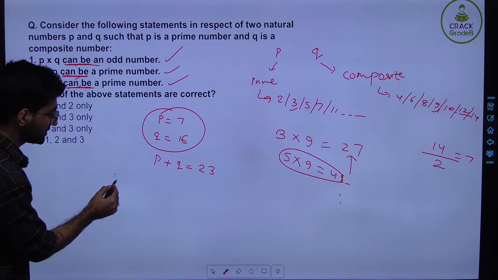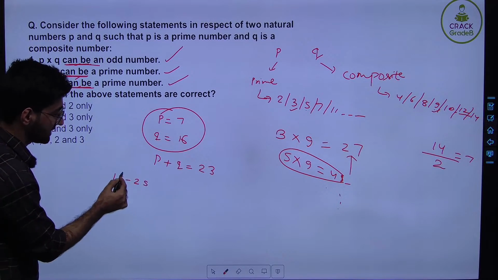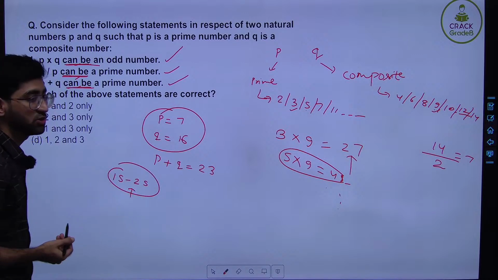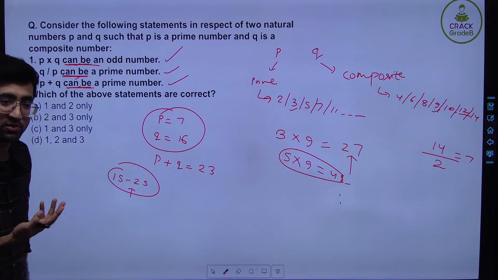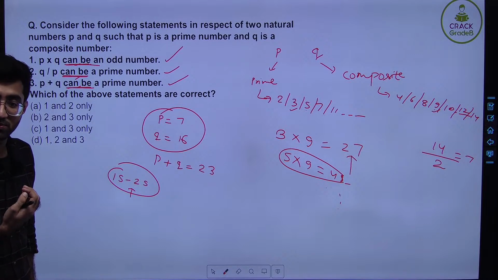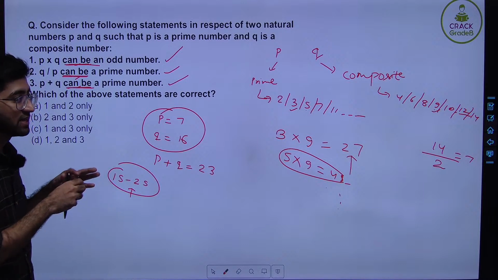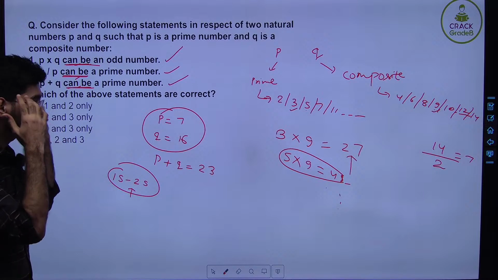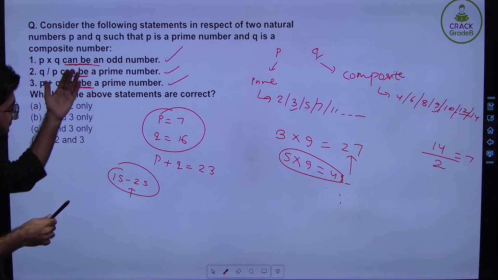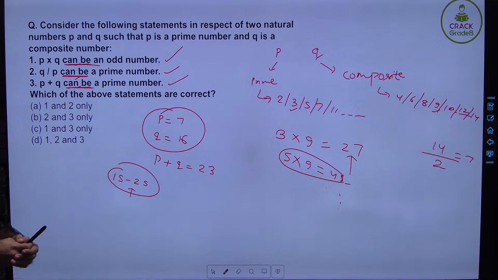Everyone knows, as I told you in the first lecture, that 15 to 25 questions are asked from the number system chapter. But then why are we not able to master it? The reason is simple: we just try to mug up theories and formulas. We don't try to have some kind of love with numbers to solve this kind of questions. Any doubt? So what will be the correct answer? The correct answer will be 1, 2 and 3, which means option D. Any doubt?